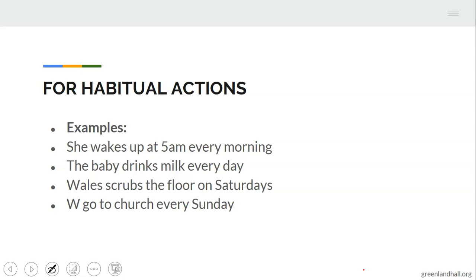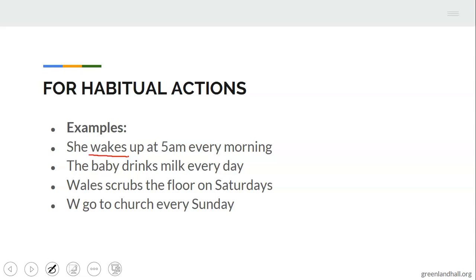Now, from the chart you have just seen, I have other examples so that you have more understanding of what I've just explained. You can see for habitual action, we have the example: She wakes up at 5 a.m. every morning. I hope you can remember what I said about habitual actions: something you do regularly and that has become part of you. Wakes here tells us that it's a simple present tense.